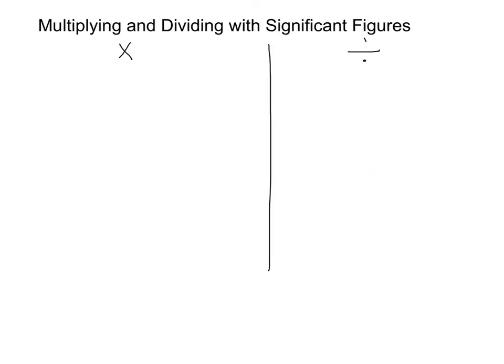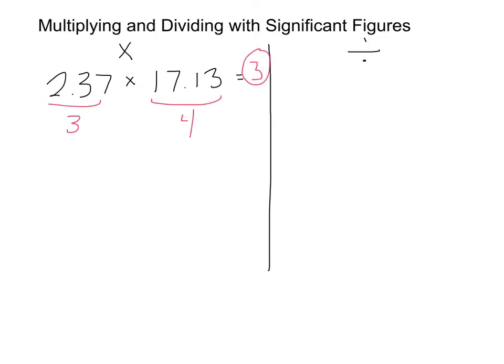Okay, we have different rules for multiplying and dividing. So adding and subtracting, you have to line it up and take the last place they have in common. But multiplying and dividing becomes very simple. We can take two numbers, say 2.37 times 17.13, and I can quickly tell you how many significant figures I can have in the answer, because I look at how many are here, which is 3 significant figures, how many are here, which is 4, and I can only have the smallest amount in my answer.